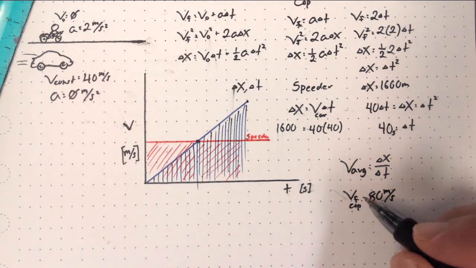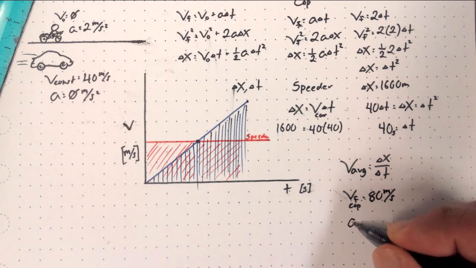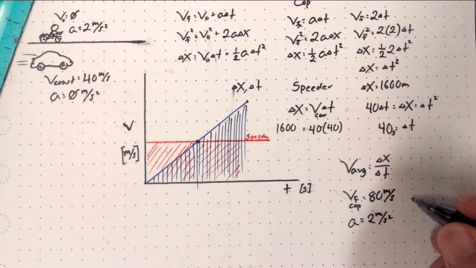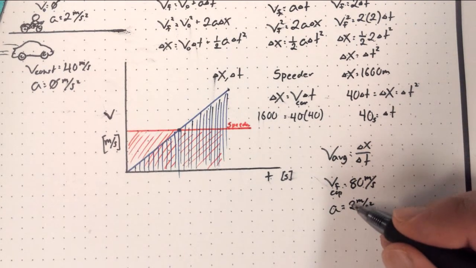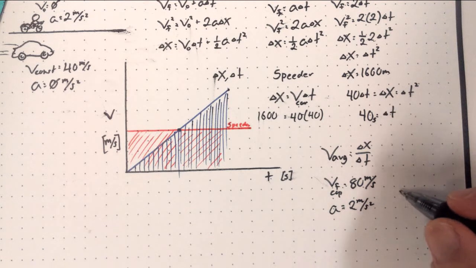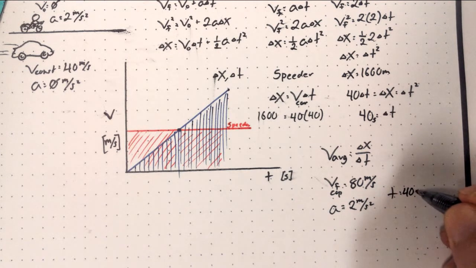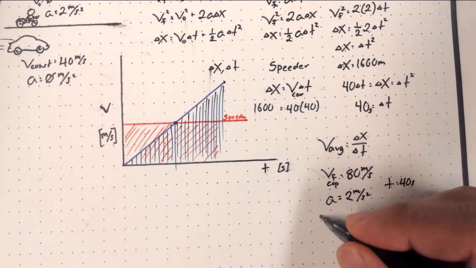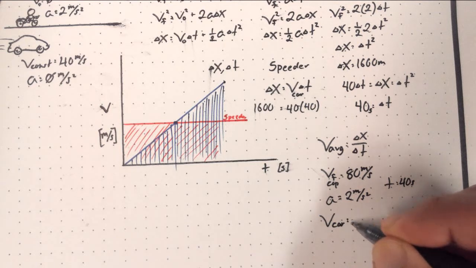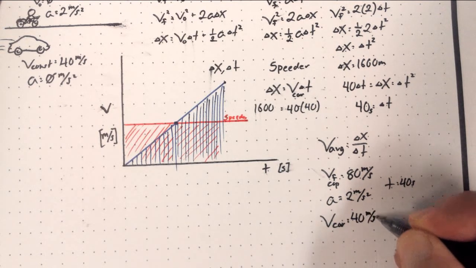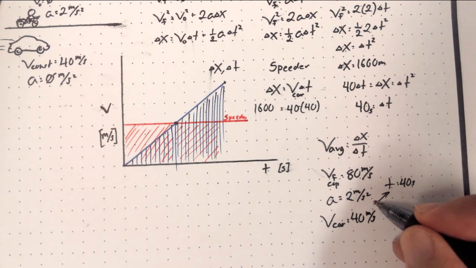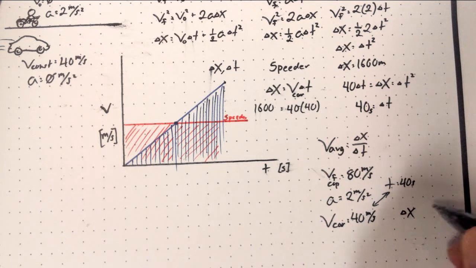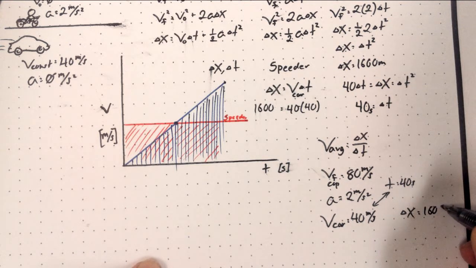And so if the final velocity of the cop is 80, and I know the acceleration of the cop is 2 meters per second squared, then that means that my time, because I'm increasing at a rate of 2 meters per second every second, should be 40 seconds. And if the time is 40 seconds, I know that the speeder, the car, is moving at a rate of 40 meters per second constantly, and if the time for the car and cop is the same, then I should know that the distance traveled is about 1,600 meters.